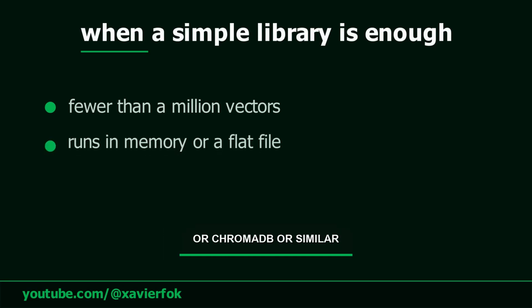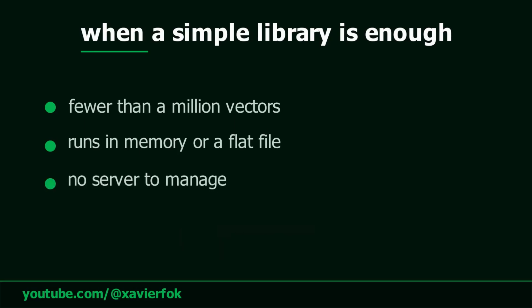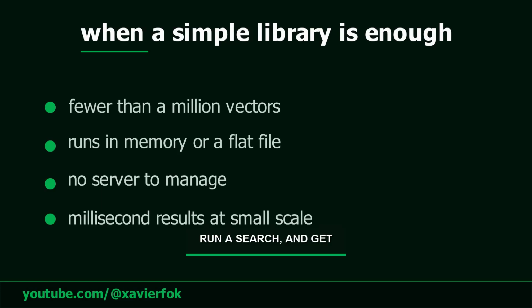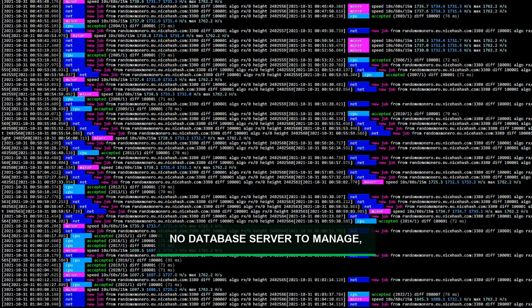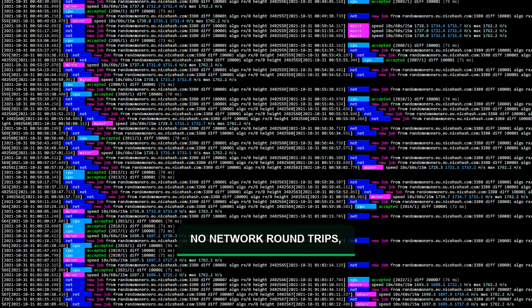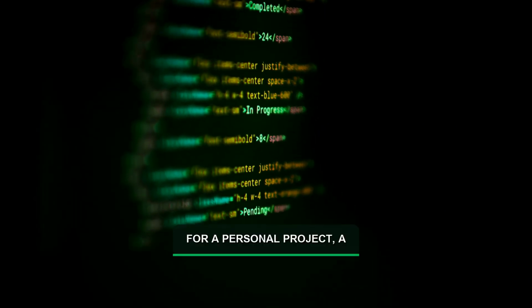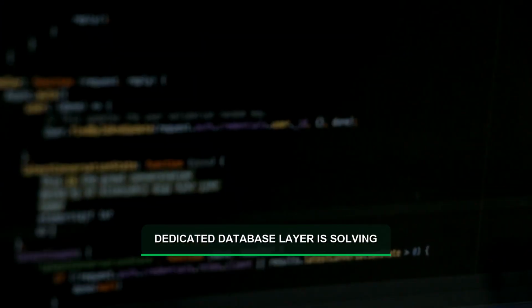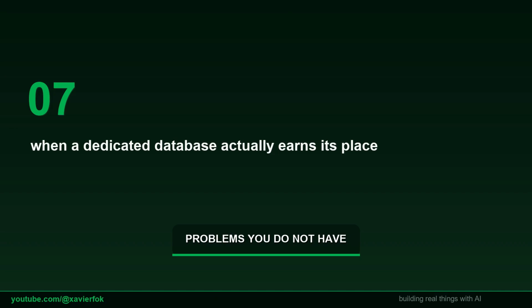Tools like FAISS or ChromaDB or similar can run locally without any server, any cloud subscription, or any infrastructure. You load your embeddings into memory, run a search, and get results back in milliseconds. That is it. No database server to manage, no network round trips, no scaling configuration. For a personal project, a small team tool, or a prototype, this is almost always the right starting point. The heavy dedicated database layer is solving problems you do not have yet.